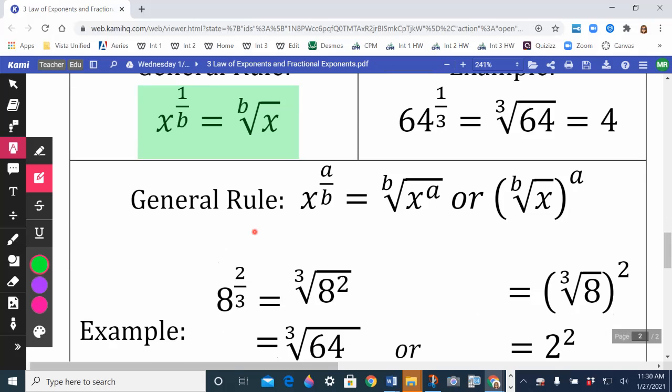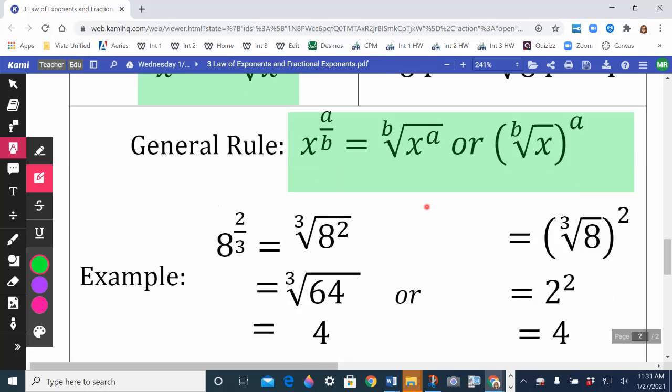Now, when I have that same rule, but the numerator is not a 1 in my exponent, the numerator is always your power. The denominator is always your root. So you can do this two ways. You can either raise it to the power first and then root it, x to the a is then being b rooted, or you can root it first and then raise it to the power. So here we took the b root of x and then we raised that quantity to the power a. In this example below, I worked it out both ways.